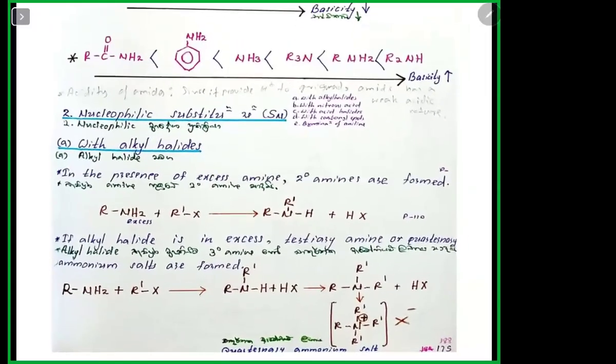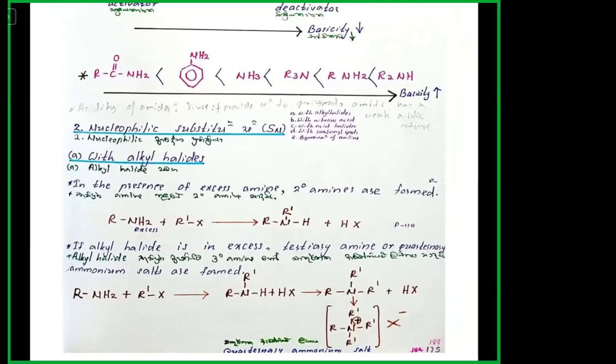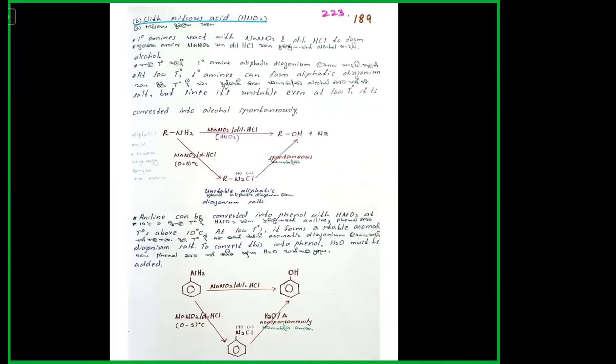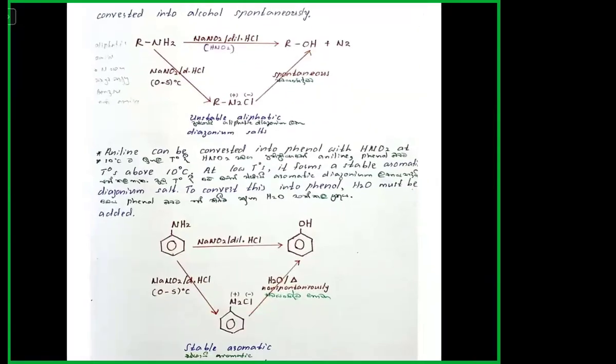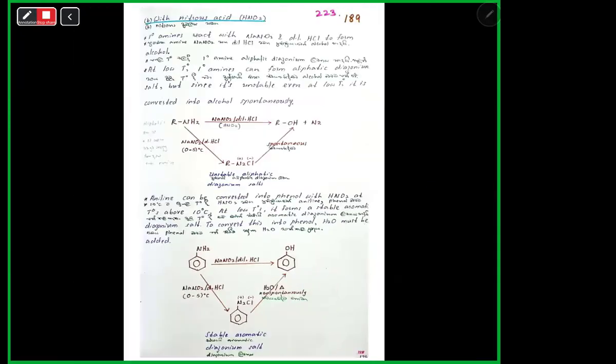Then when you are going with reactions, alkyl halides again go with primary, secondary, tertiary, and quaternary ammonium salts. With nitrous acid, I'm doing these two together, aliphatic and aromatic. Aliphatic diazonium is unstable, does not exist. But aromatic diazonium is stable. So this is spontaneously converting to ROH. But here we have to add water and heat to convert this into phenol.